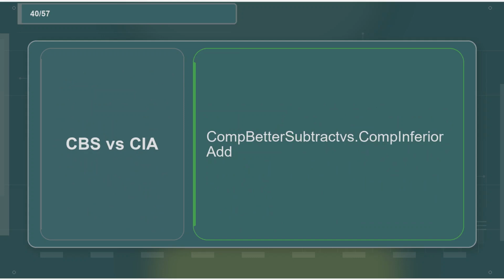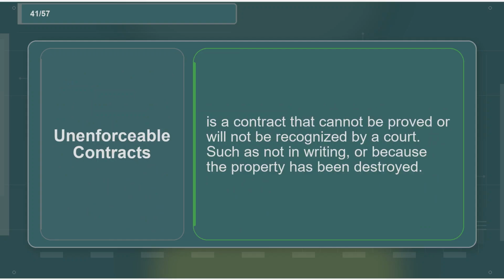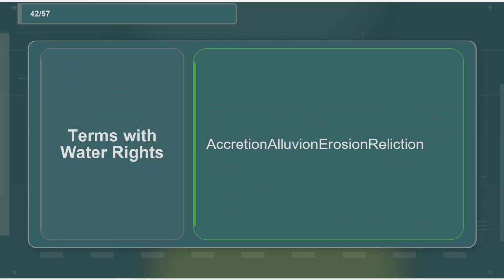Flashcard 40, term: CBS versus CIA. Definition: comp better subtract, stock comp inferior add. Flashcard 41, term: unenforceable contracts. Definition: is a contract that cannot be proved or will not be recognized by a court, such as not in writing, or because the property has been destroyed. Flashcard 42, term: terms with water rights. Definition: accretion, alluvion, erosion, reliction.